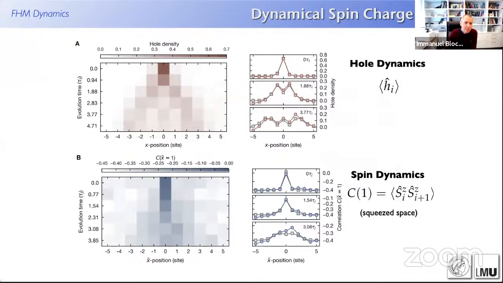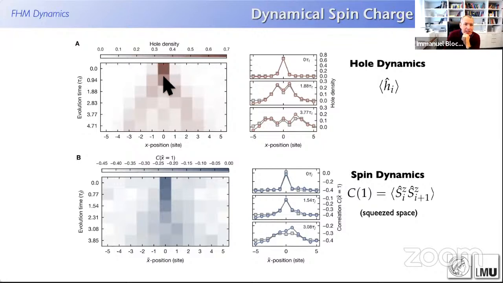And we can measure that. How do we measure that? So let me show you the experimental data. This is the lattice position in our optical lattice of the 1D system. This is evolution time on the vertical axis, and now in terms of tunneling times.